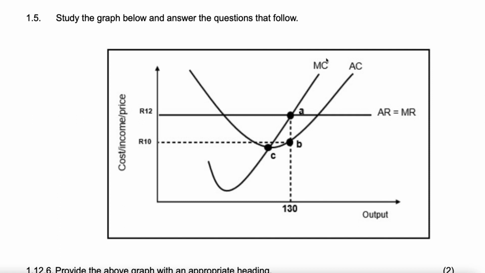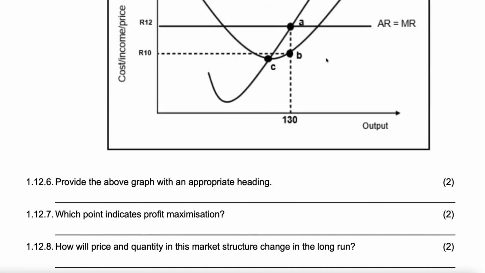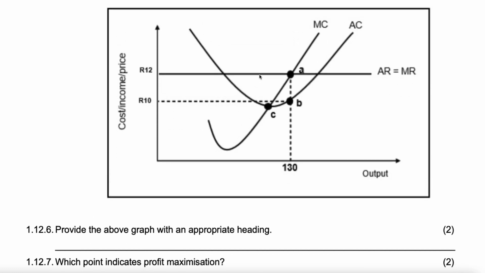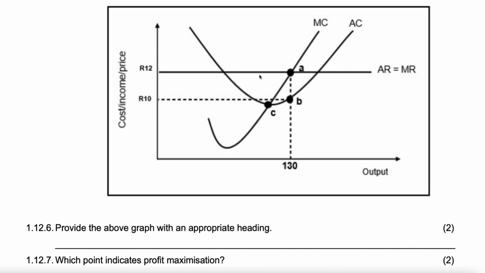Let's get going to the first one. Something happened to my numbering, but just ignore. This is supposed to be 5.1.1, but computers act up sometimes. Let's treat it the way we see it. Number one, provide the above graph with an appropriate heading. I anticipated this one. The appropriate heading can be economic profit, perfect competition, something along those lines. Which point indicates profit maximization? That will be point A.